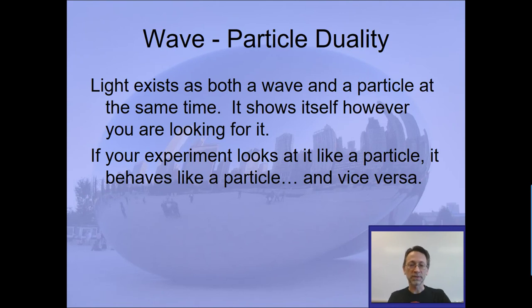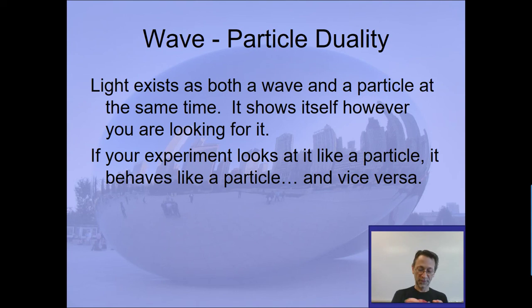So we end up saying that neither one of them was really correct. In fact, both of them were really correct. That light is a wave and light is a particle, and it exists as both at the same time. And that's what we would call the wave-particle duality. So light exists as both a wave and a particle at the same time. It shows itself however you're looking for it, though.